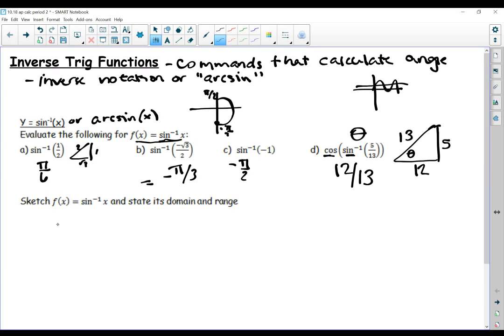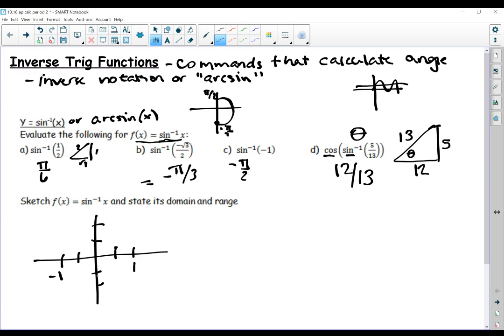Now let's go ahead and sketch, just so we have it down, what the inverse sine function looks like. Again, the inverse sine function has been chopped. It has a closed domain. So if we think about sine of x, if this is the inverse, the domain and range have been switched.